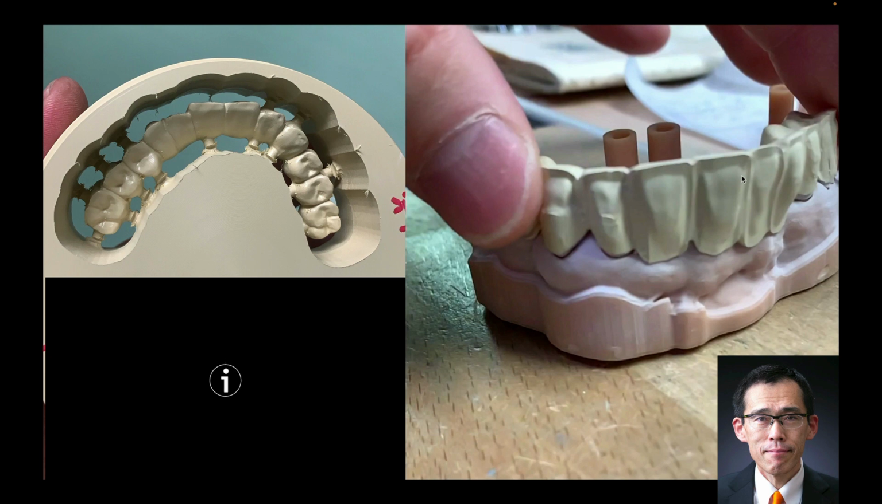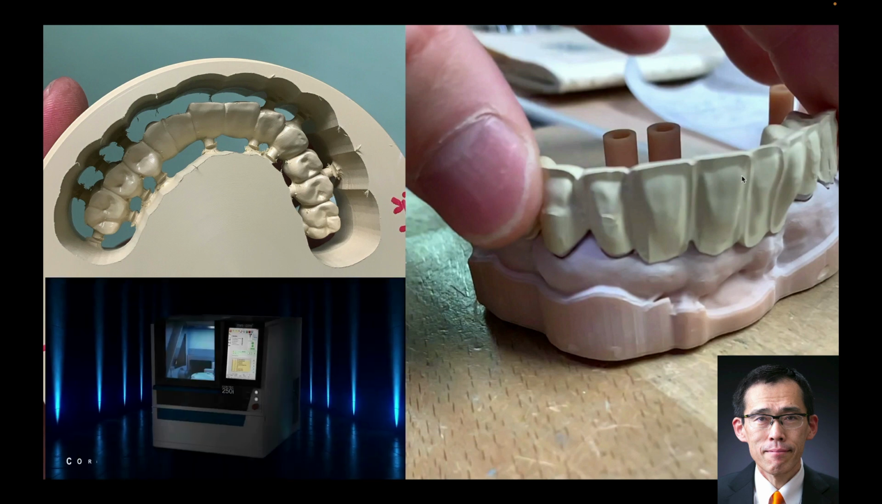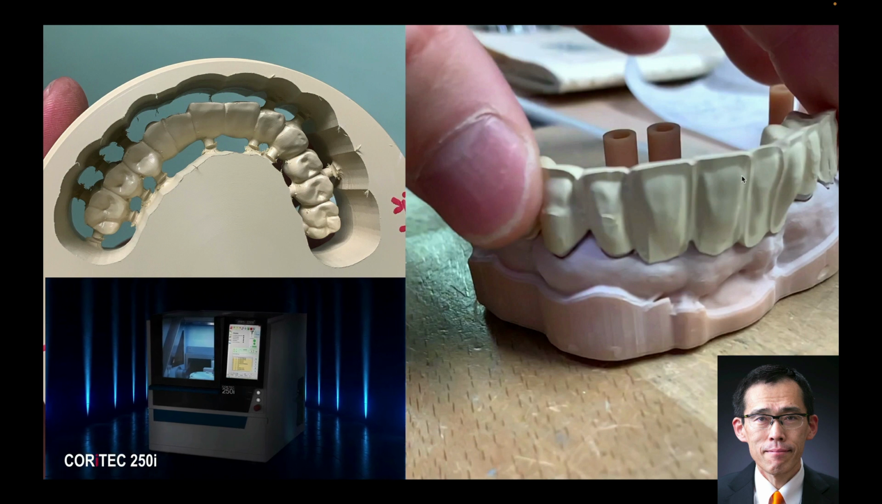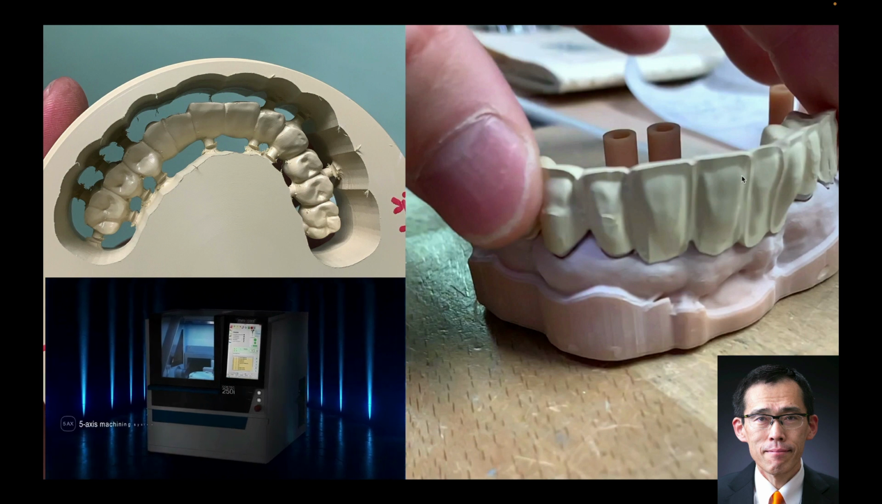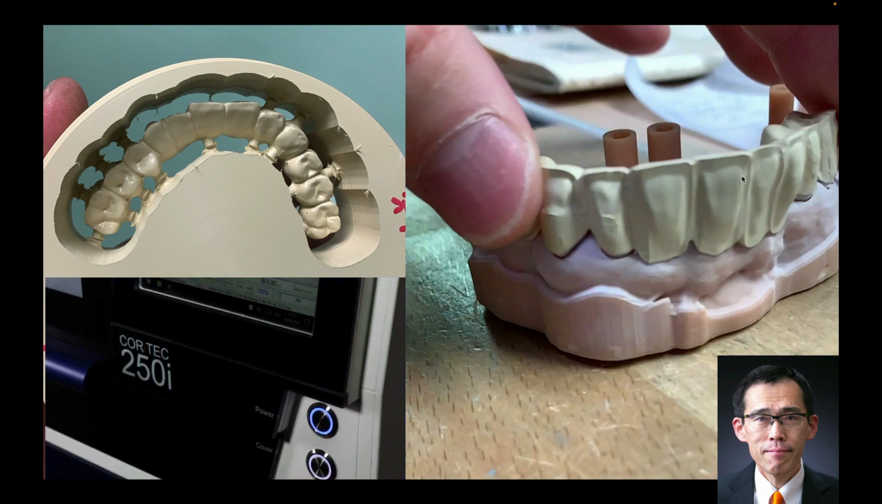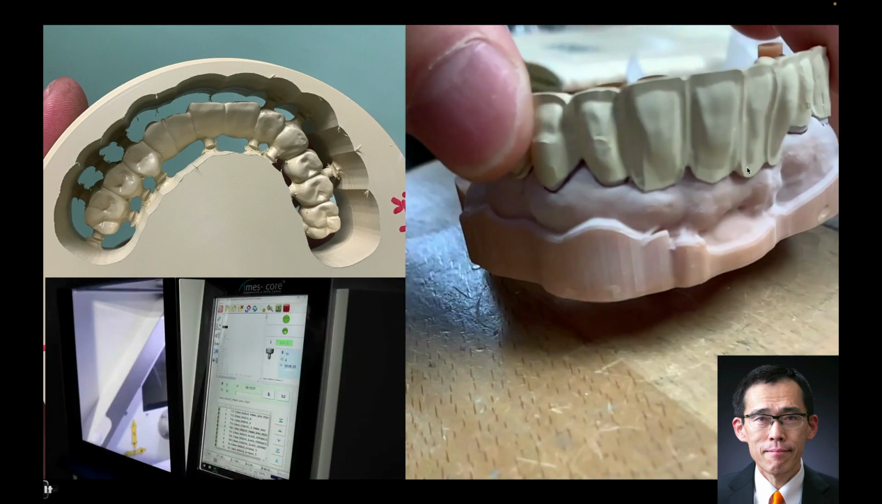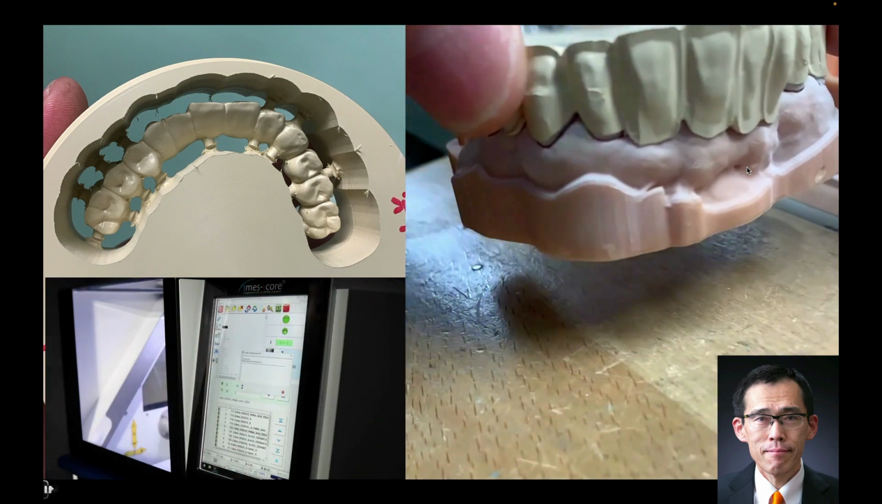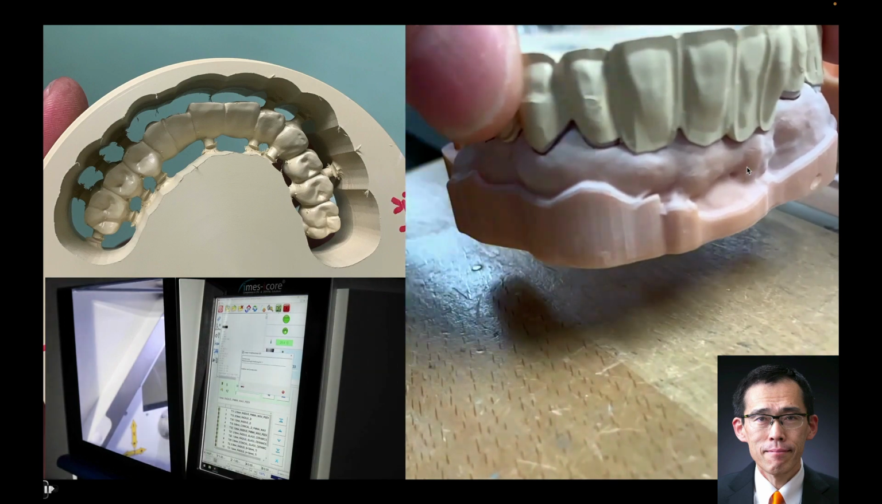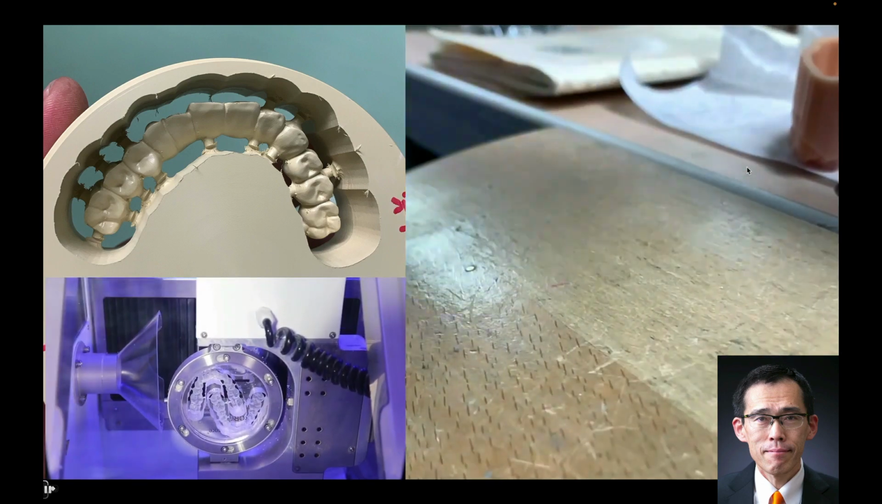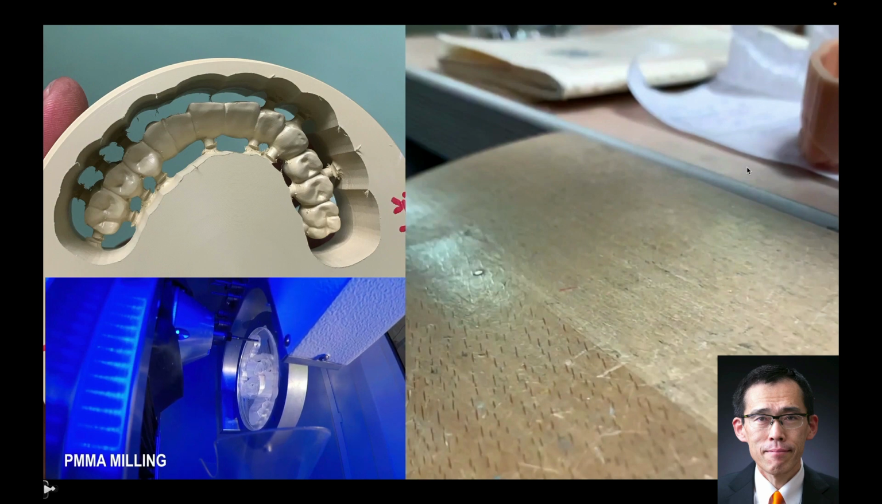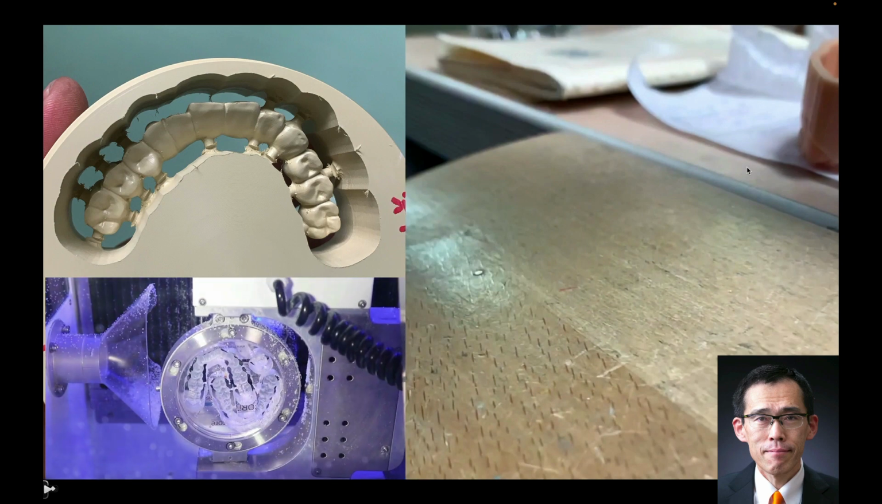This is the result of milled PEEK. This PEEK disc was delivered from Shofu, Japan. One disc costs $600. The framework was milled with IMSI core. You can see the retention of this bridge. We find moderate retention.